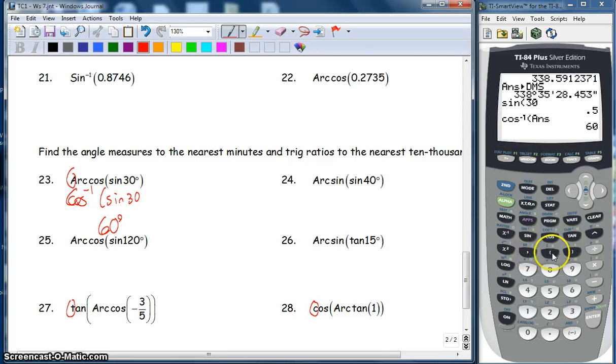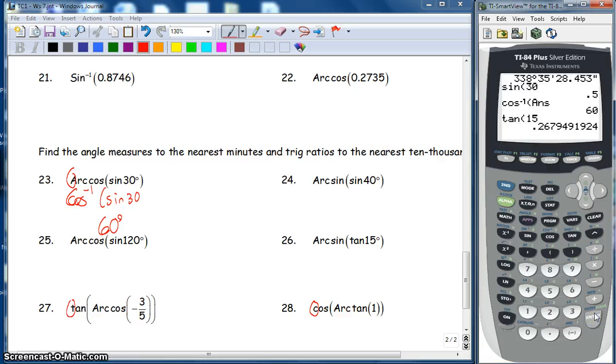So 26, just type in tangent of 15. You get a solution. Just leave it as a generic solution. Don't round anything. I'm going to leave it like that. And then just sine inverse the answer. So we're looking for the angle for where sine is that value. And you get an angle of 15 degrees and, well, we'll convert it to degrees, minutes, seconds. And we get 15 degrees, 33 minutes. Don't forget to round up.